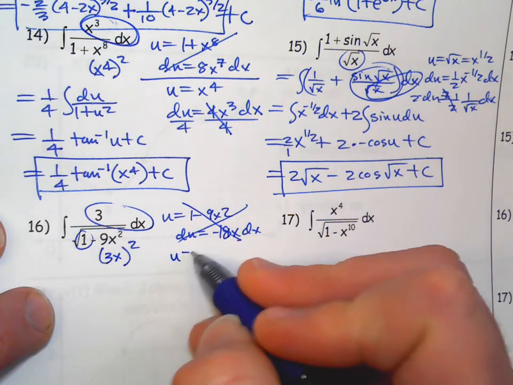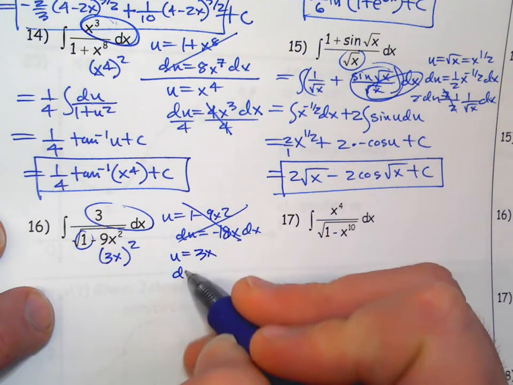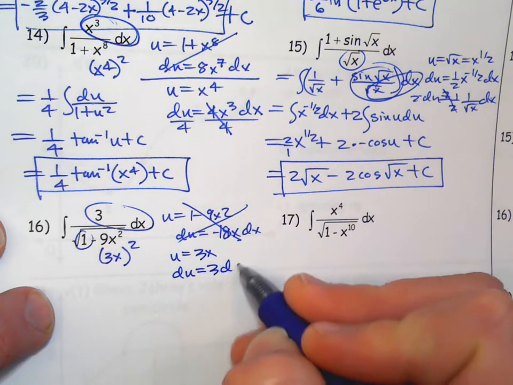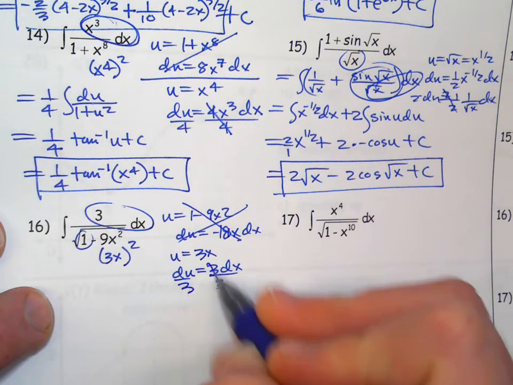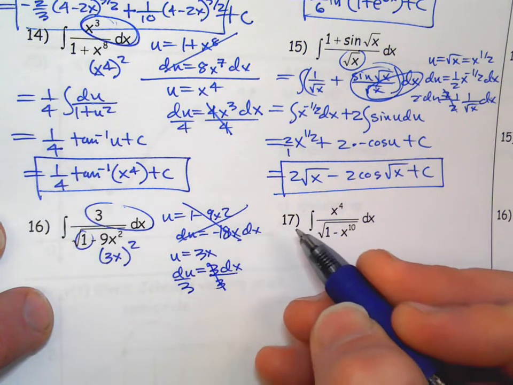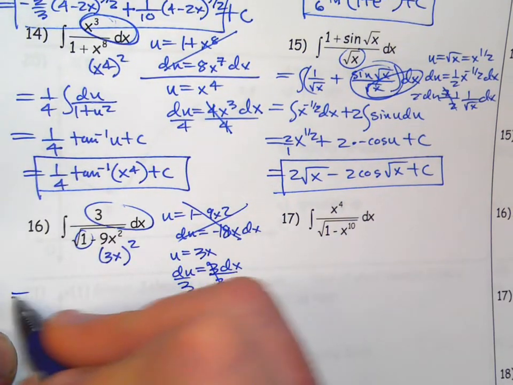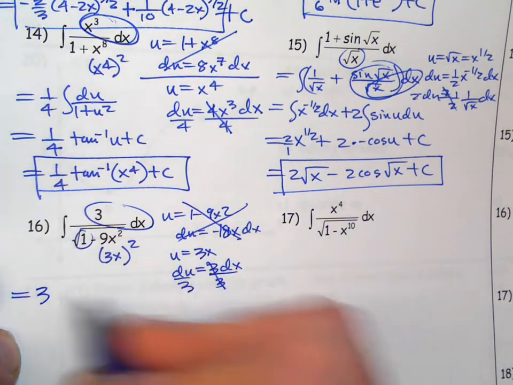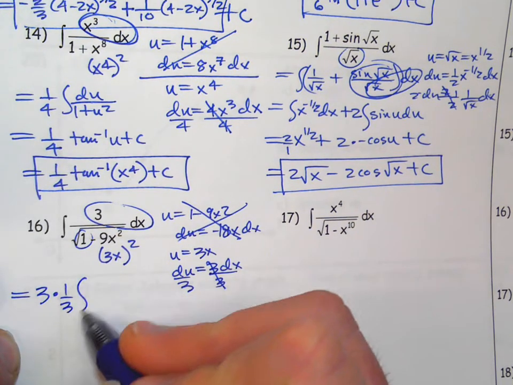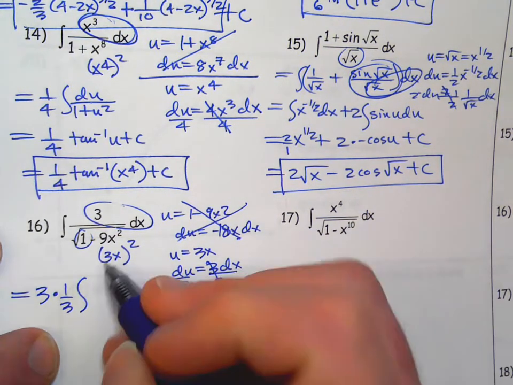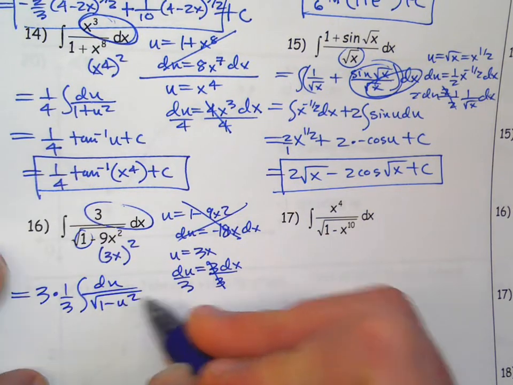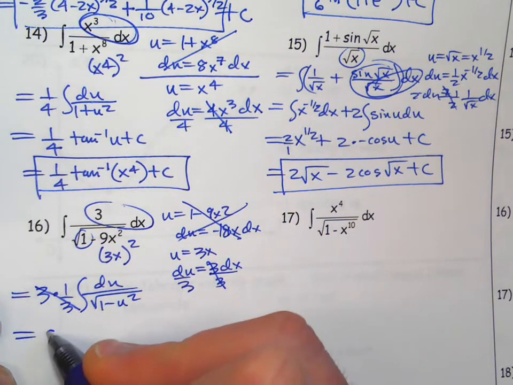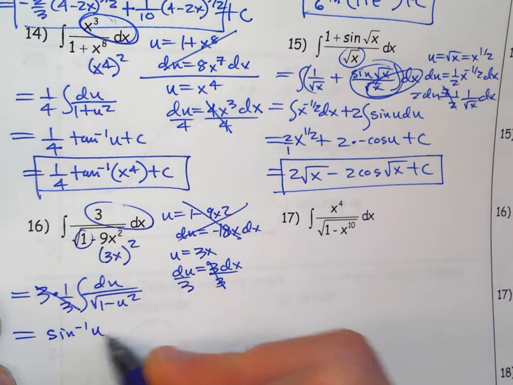So I'm going to go with u equals 3x, du equals 3 dx. Now I could say I don't want the 3, even though I do kind of want the 3. But there's a different way. You could just say, I'm going to move that 3 out in front, and then you need a 1/3, and you'll notice they cancel each other out. It's going to be du over the square root of 1 minus u squared. So that's inverse sine plus c.